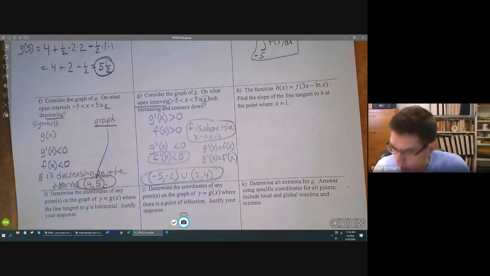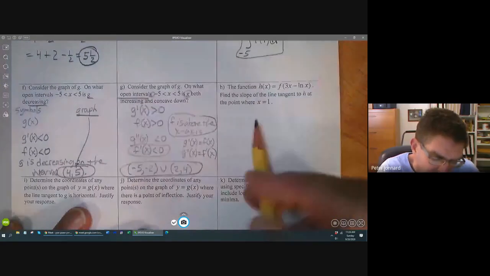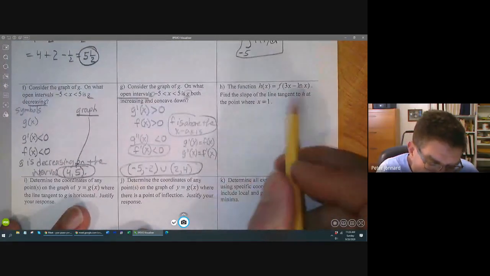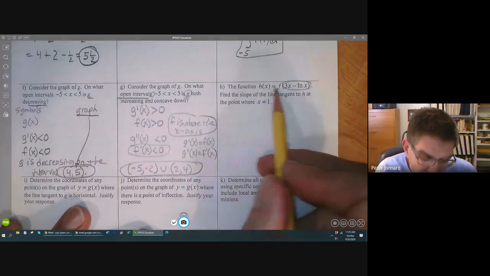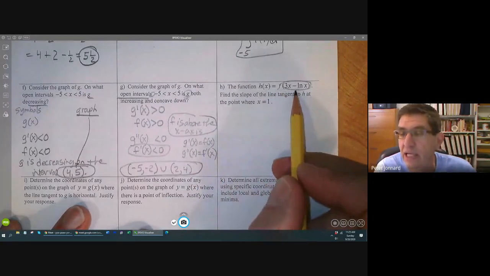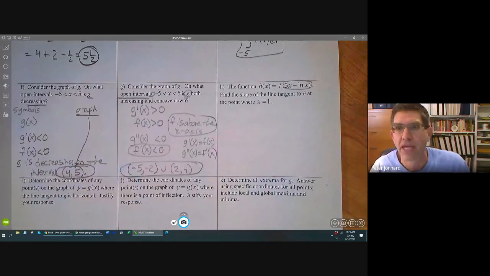Okay, this next one, h, is a very popular test item. You'll be expected to handle this. This is basically a chain rule problem, okay? We take the derivative of the baby, and we take the derivative of the mama and multiply it by the derivative of the baby, okay?